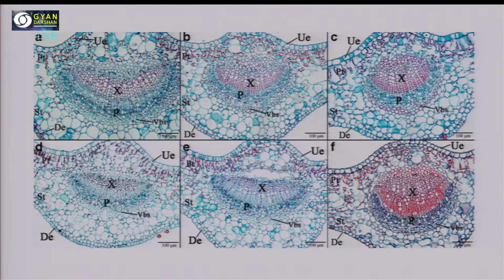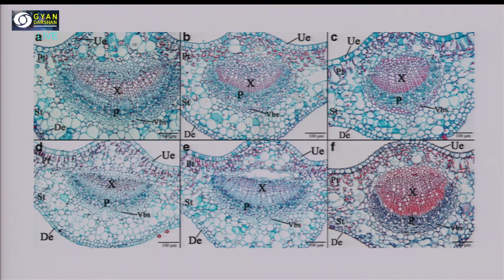See, the red portions are those which have taken the safranin stain, and those are actually the lignified tissues or the thick wall tissues. As I said, it can be xylem, it can be sclerenchyma, and all the light green portions have taken up the light green stain, and those are thin wall tissues, cellulosic masses. Mostly they are parenchymatous cells.